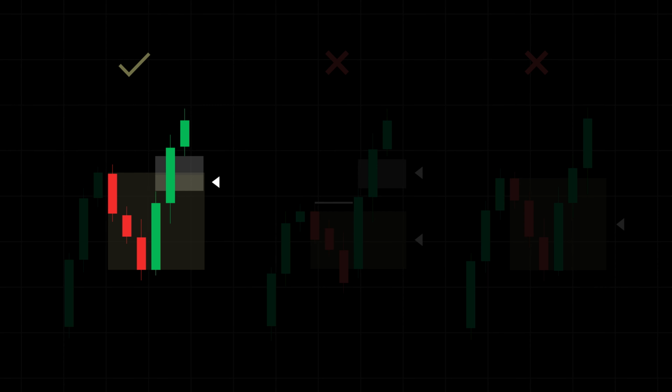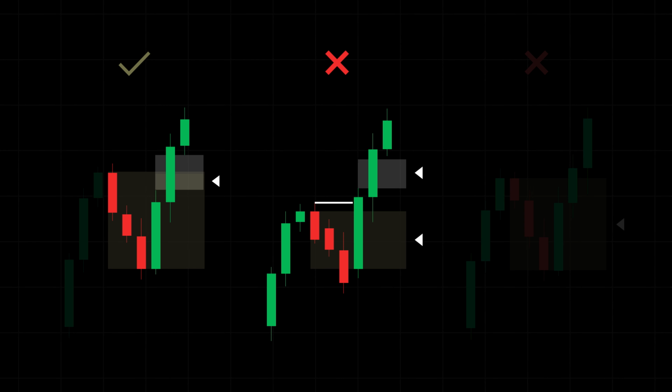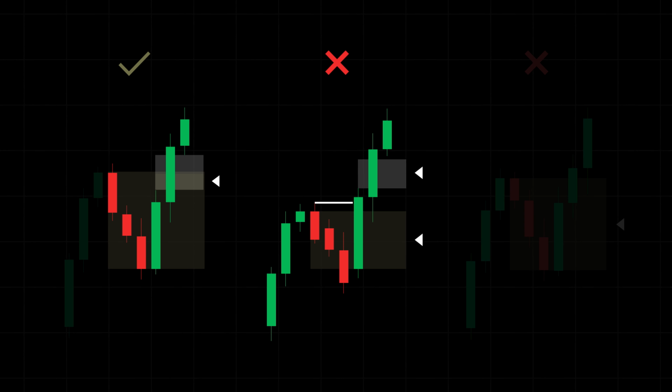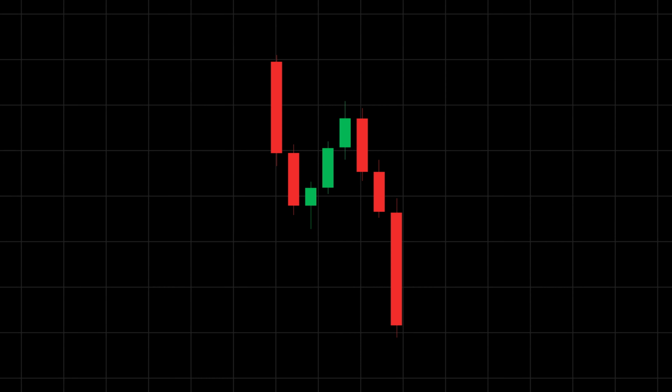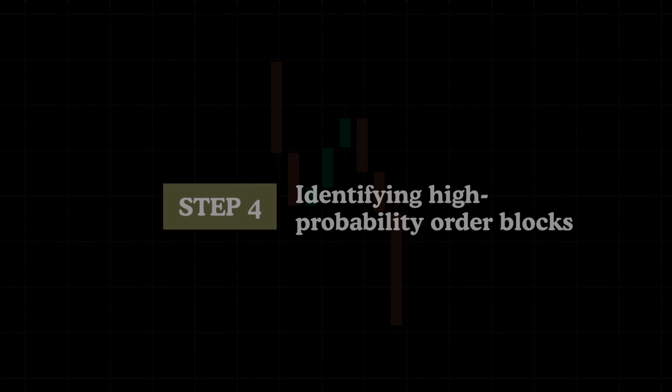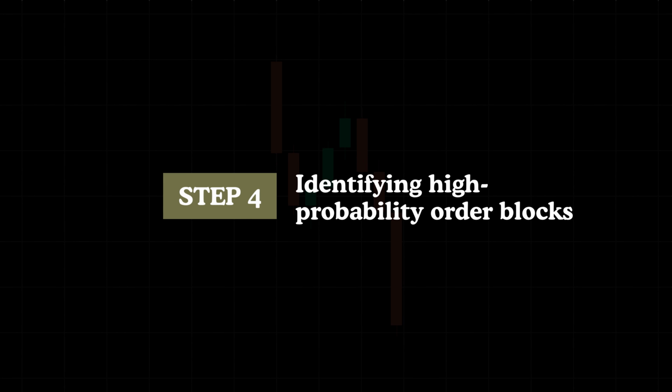To summarize, when a fair value gap forms in the move that creates an order block, it builds confluence between PD arrays, strengthening the overall setup. But for this to happen, the fair value gap must overlap with the order block, creating a golden support zone we can target. If the gap forms outside the order block's area, or doesn't form at all, we do not classify it as a high probability order block. Now, let's move on to the next step in identifying high probability order blocks. You should only use order blocks that remain unmitigated.